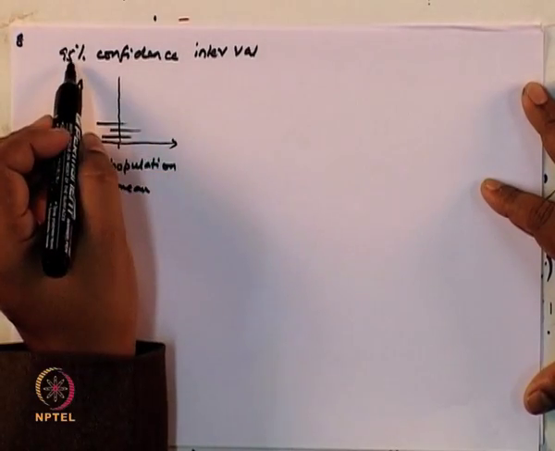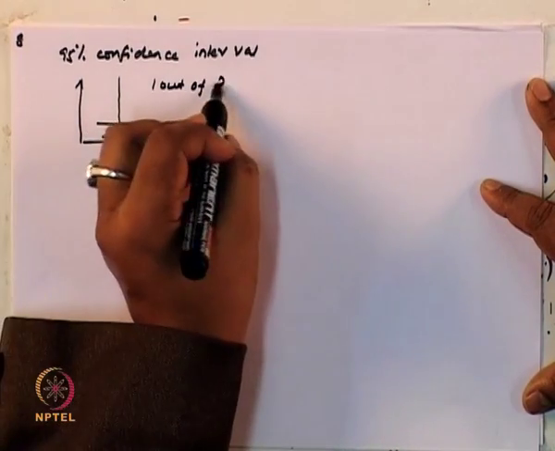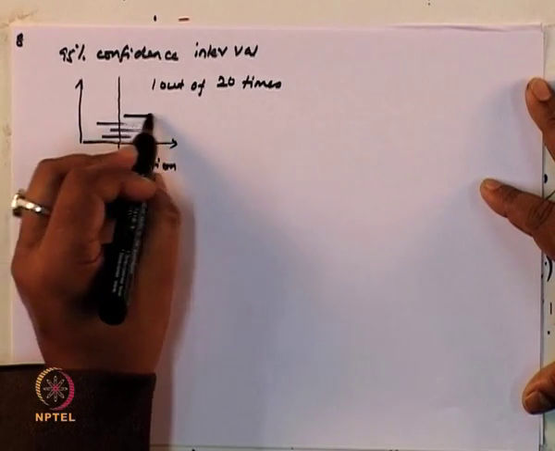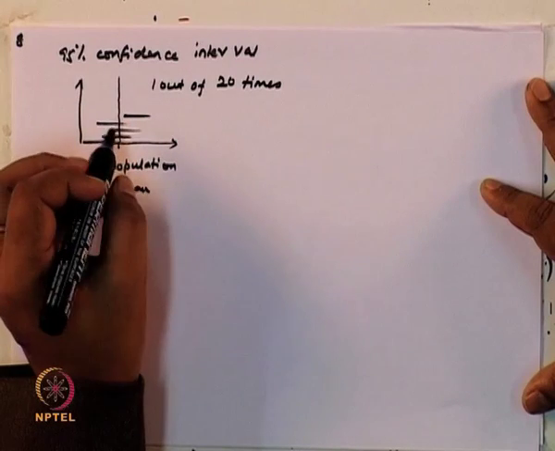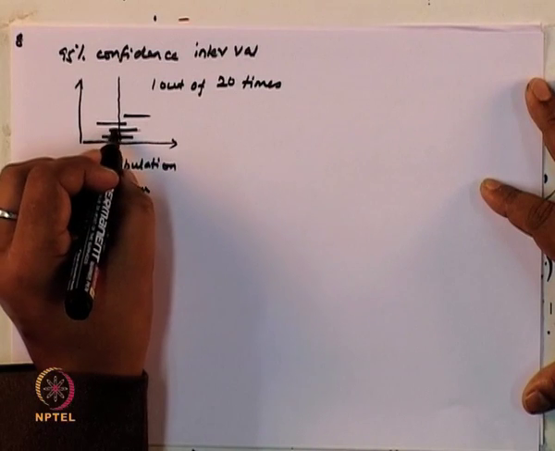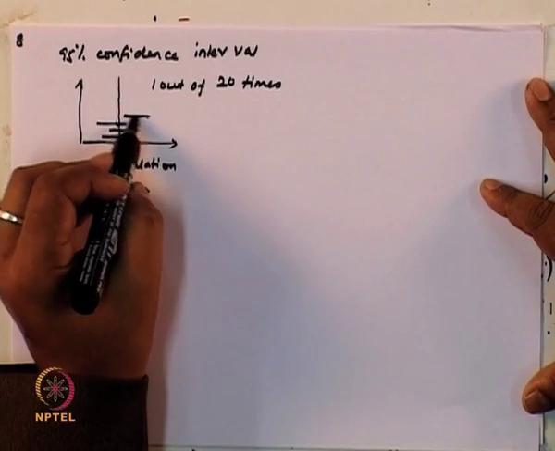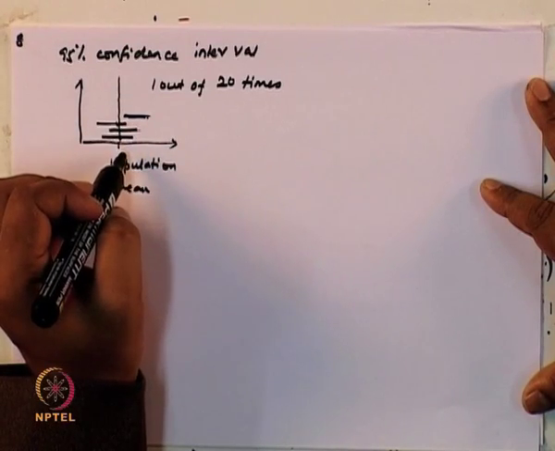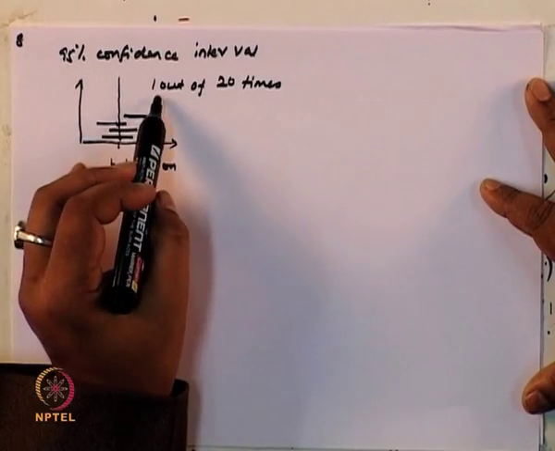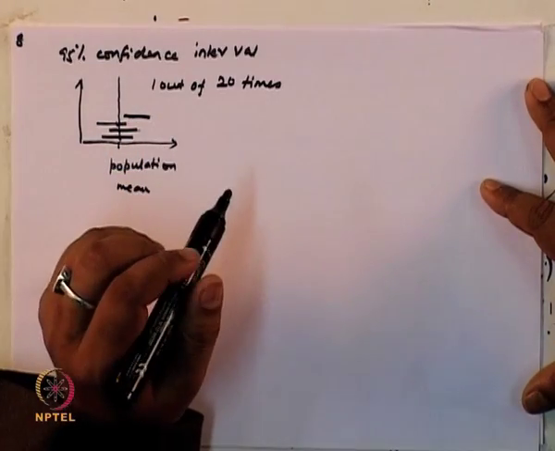Only 95% means only once out of 20 times you will probably get an interval like this, which does not contain the population mean. So, in all of these three cases, the range contains the population mean, but this is an example where this range does not contain the population mean. So, when we say 95% confidence interval, this means that only in 1 out of 20 times you will have a scenario where the population mean does not lie in that interval.